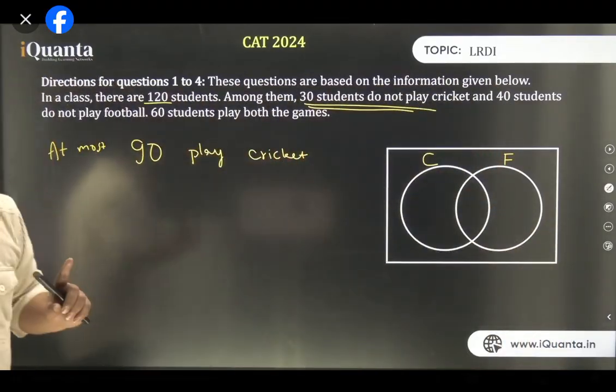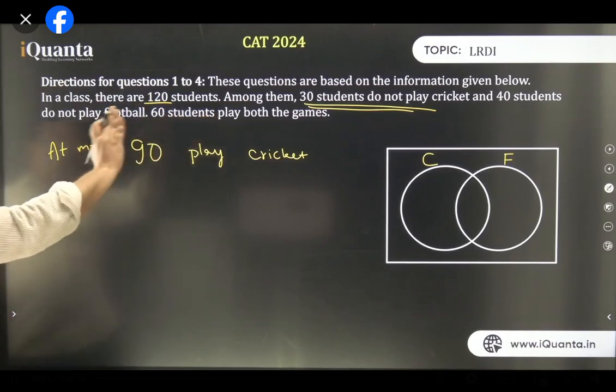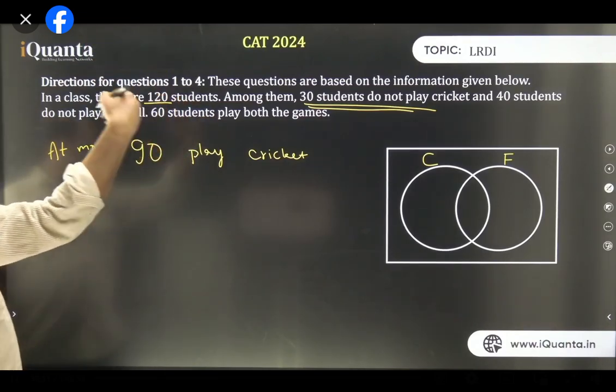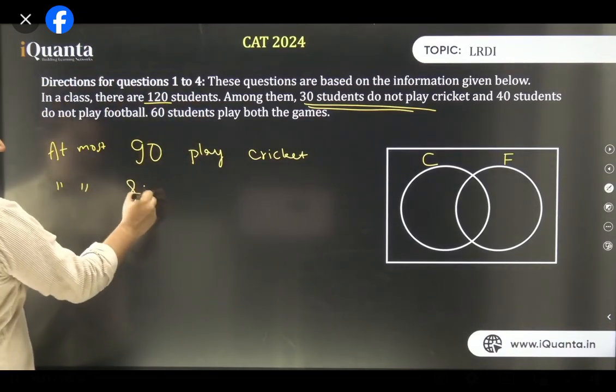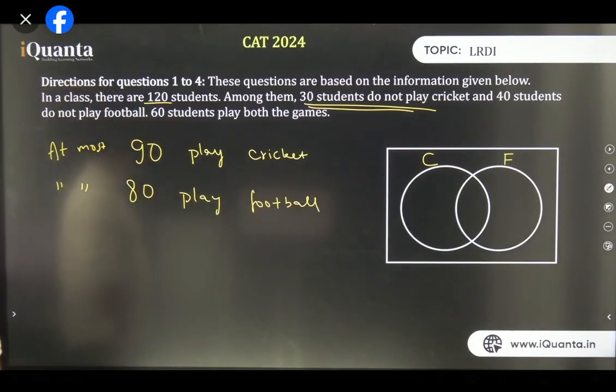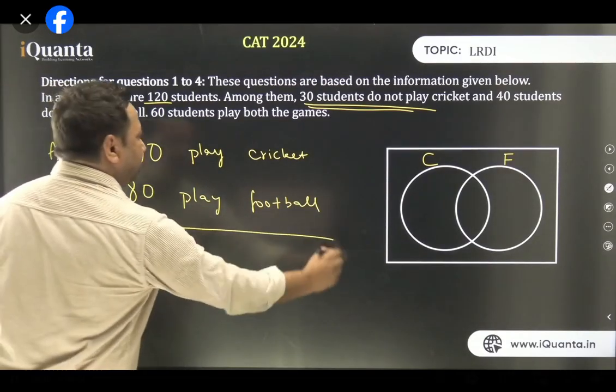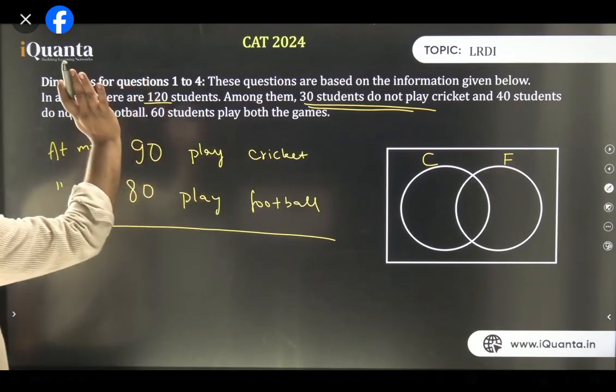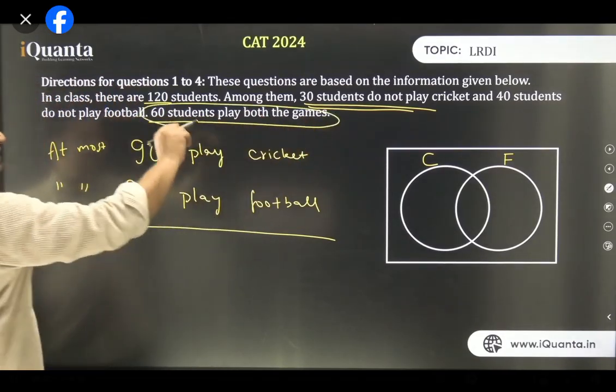All right. Then it says 40 do not play football. 120 से 40 football नहीं खेलते. So that means at most 80 play football. Makes sense? That makes sense. Now 60 are those who are playing both the games. This is clear. 60 से ज़्यादा नहीं, 60 से कम नहीं.